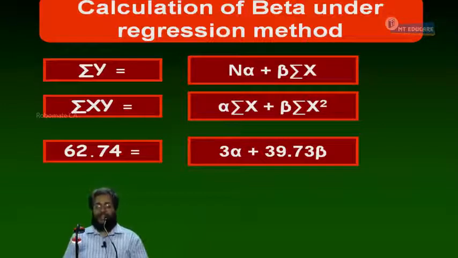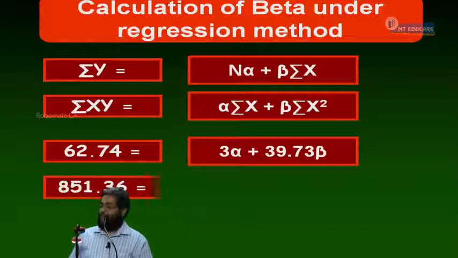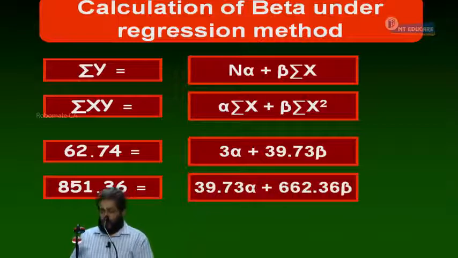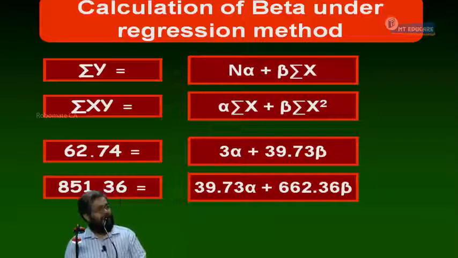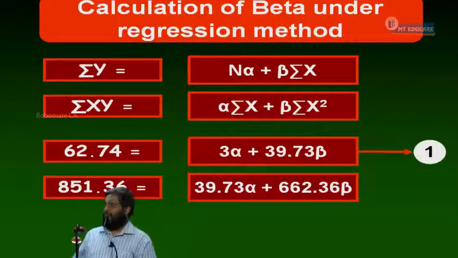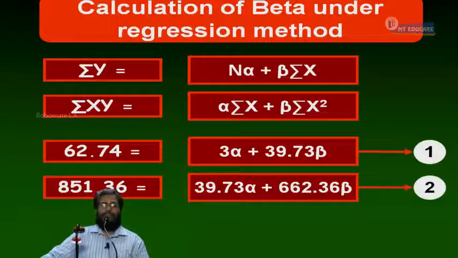Now, next is sigma xy. What is sigma xy? 851.36 is equal to alpha sigma x. What is sigma x? 39.73 alpha plus, what is sigma x squared? 662.36 beta. So 851.36 is equal to 39.73 alpha plus 662.36 beta. Right or not? Now, this is equation number 1 and this is equation number 2.